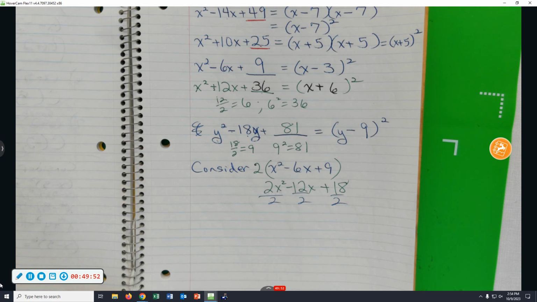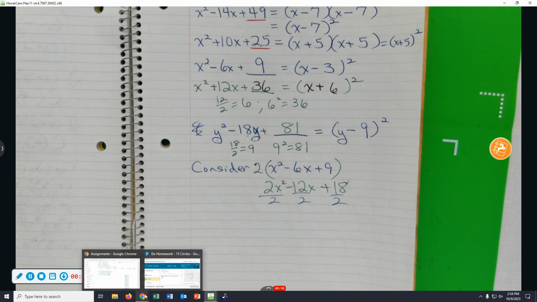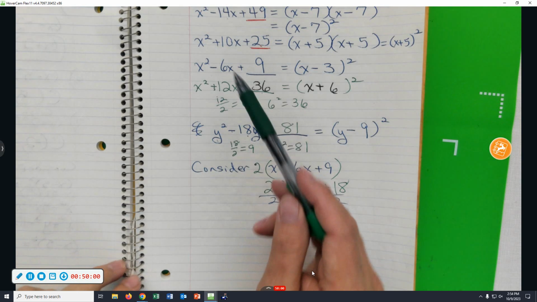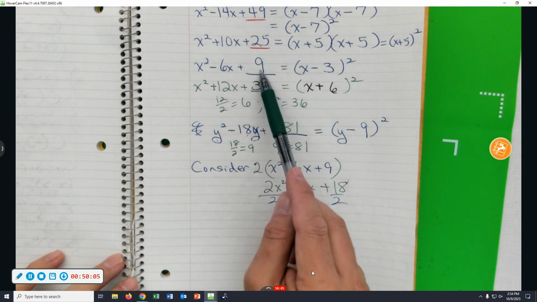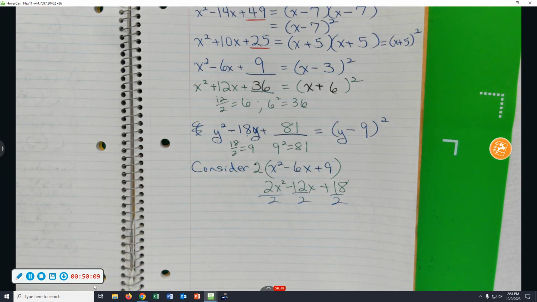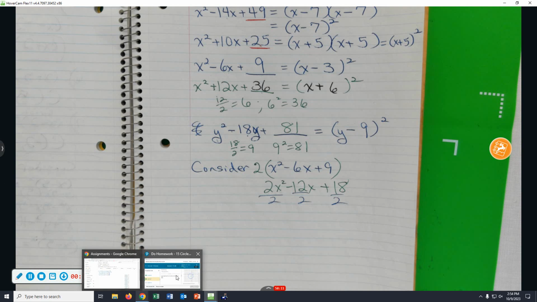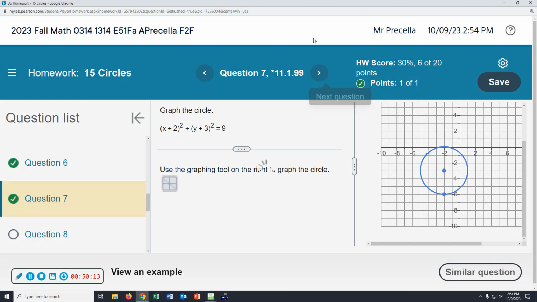Let's try number 9. Putting together our skill, remember, you go to the unsquared variable, you take half of it and square it. That's the number you use to create the perfect square trinomial. So, number 8.